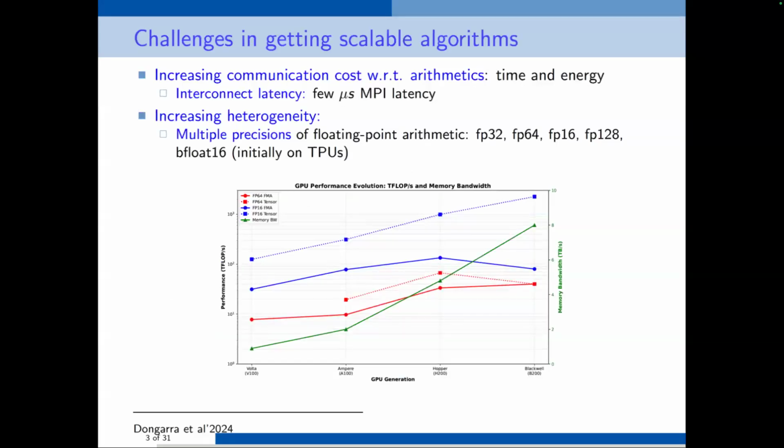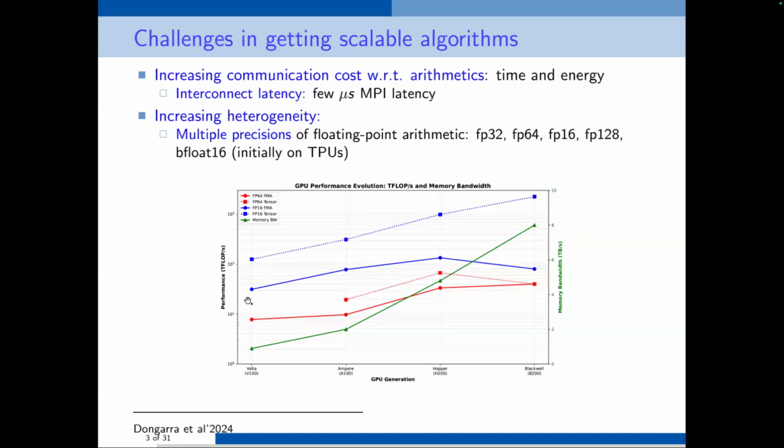What is our motivation? It's coming from the fact that when we want to use large-scale computers, we don't only face a very large cost of communication with respect to the cost of computing, but we also face an increasing heterogeneity, because if we were used to using double precision in the past, now we don't have much choice, but we have to use lower precision.